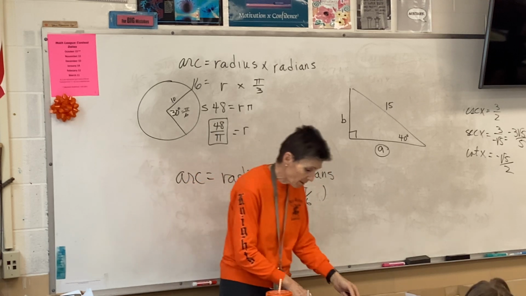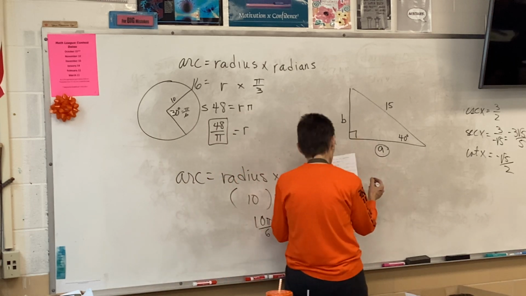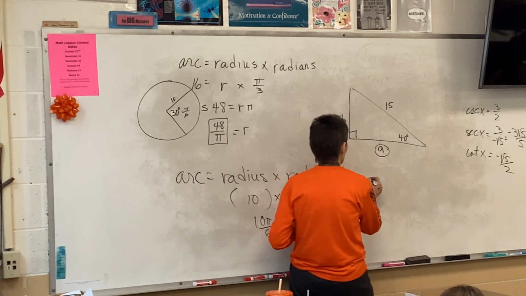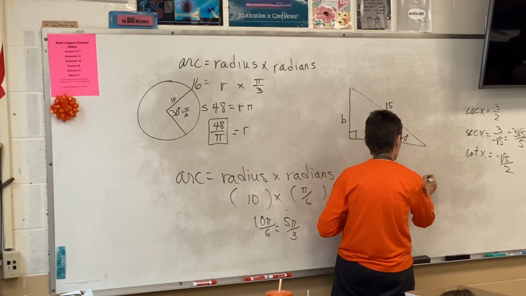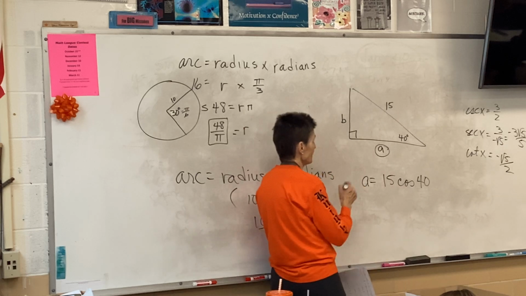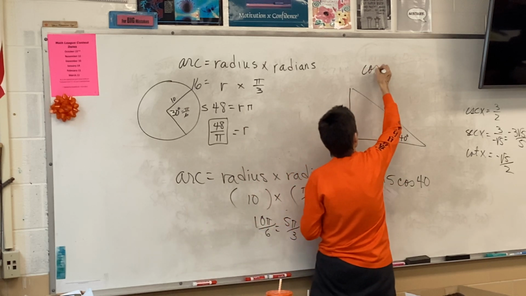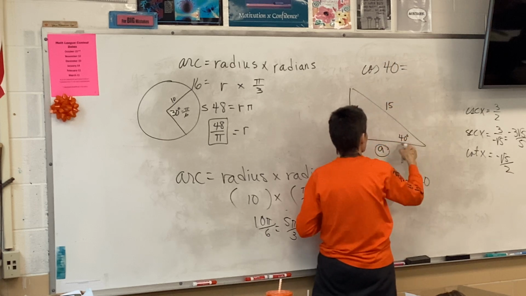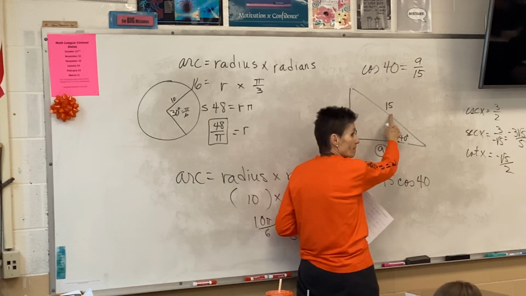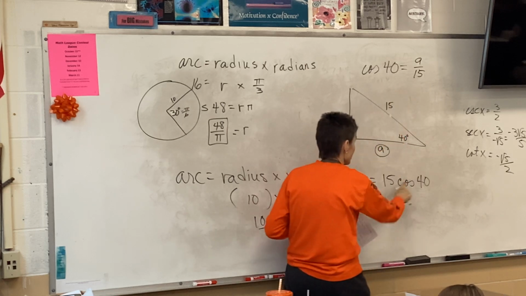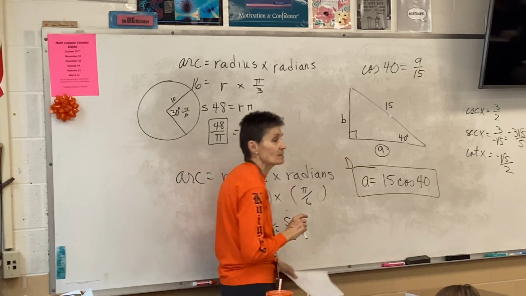All right. Tell me what you came up with. D for Dana. Dana says this one works. Well, let's check it out. In this picture, the cosine of 40 would equal A over 15, right? And if I bring the 15 over, D is correct. So D is one of the answers.